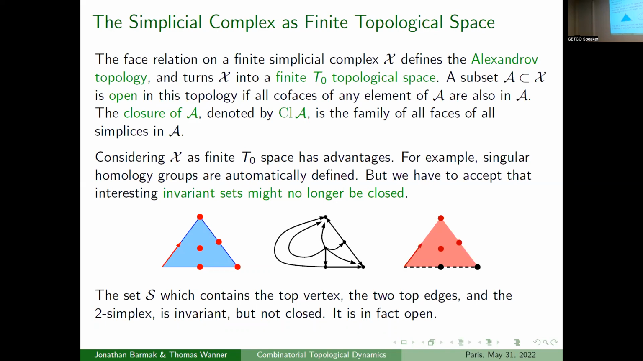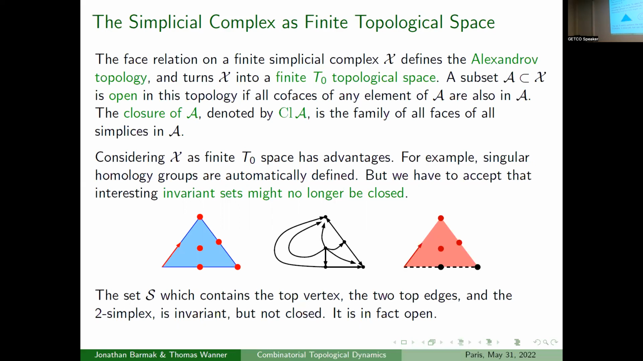But one thing that already is very different from the classical setting: in the classical Hausdorff setting, if we're looking at classical dynamics, interesting invariant sets are usually closed. That we have to completely do away with. So in this combinatorial setting, since these spaces are very small, finite topological spaces, we have to accept that certain interesting invariant sets might just no longer be closed.